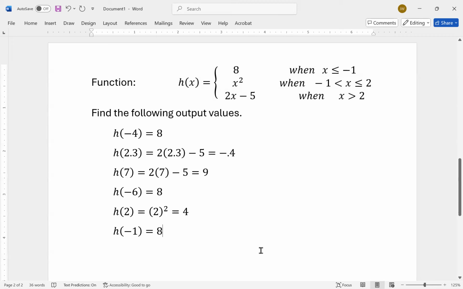So we can see that for some values, we end up with 8. For some values of x, we have to plug into the x squared. For some values of x, we have to plug into 2x minus 5. Again, this is the essence of what a piecewise defined function is.